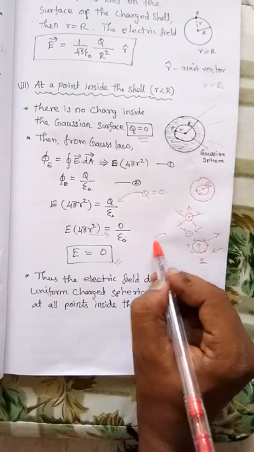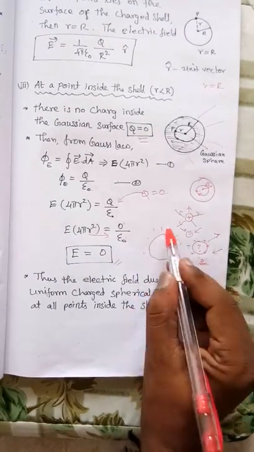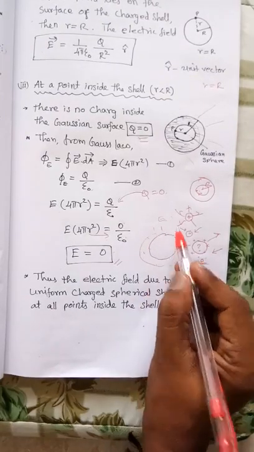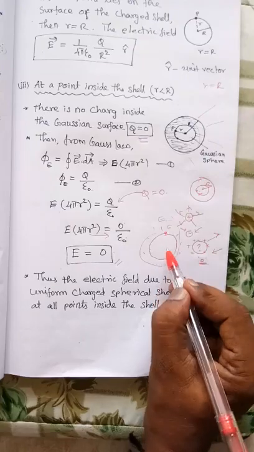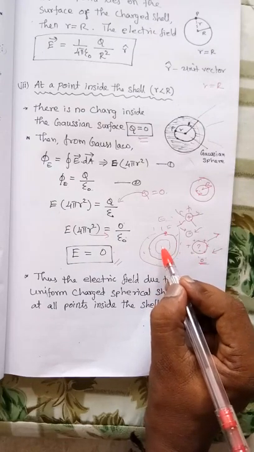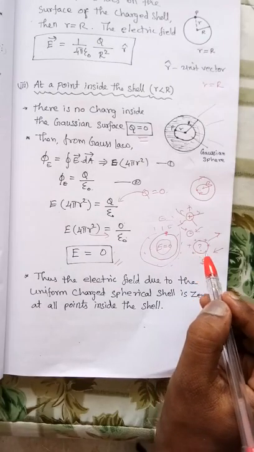That means for a fully charged sphere, the electric field is present outside and on the sphere, but inside there is no electric field. E is always 0 inside the spherical shell.